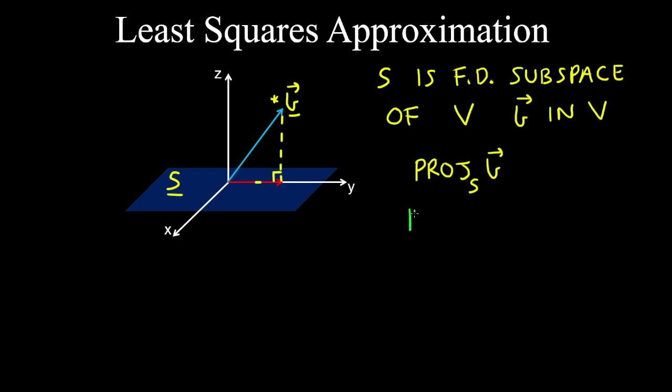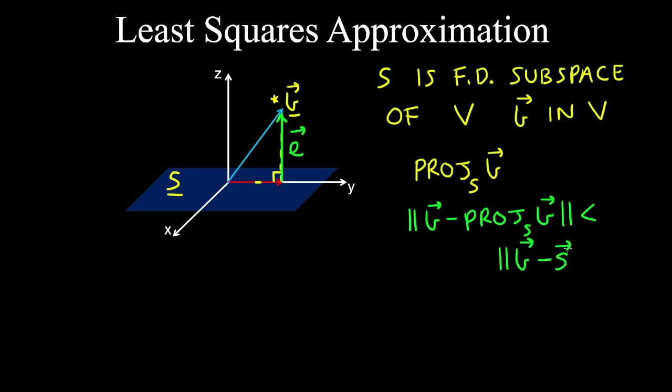So in other words, the norm of B minus the projection of B onto S, which is the magnitude of this error vector, is less than the norm of B minus any other vector s in that subspace.